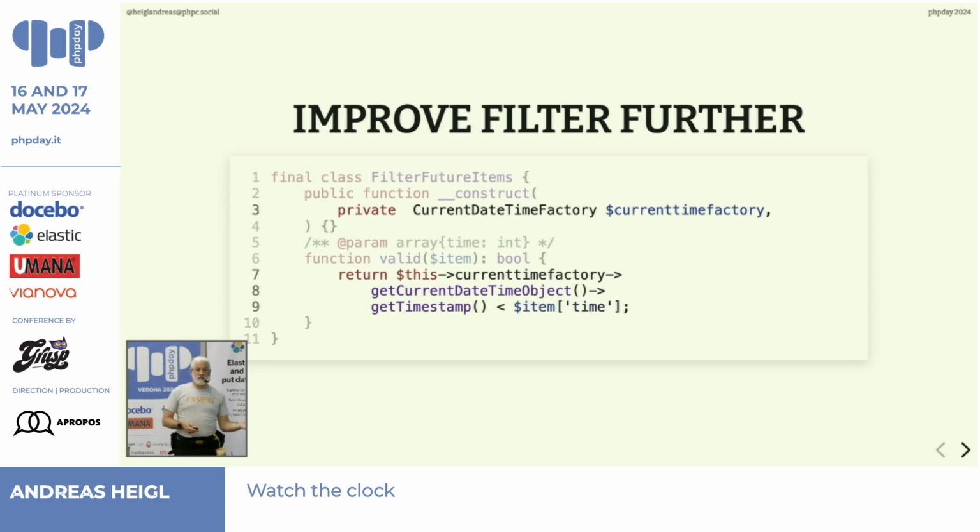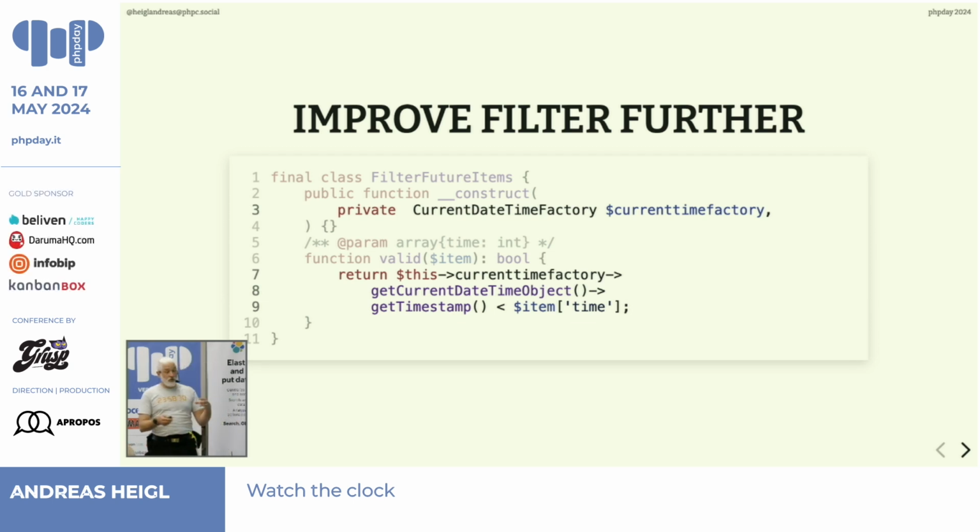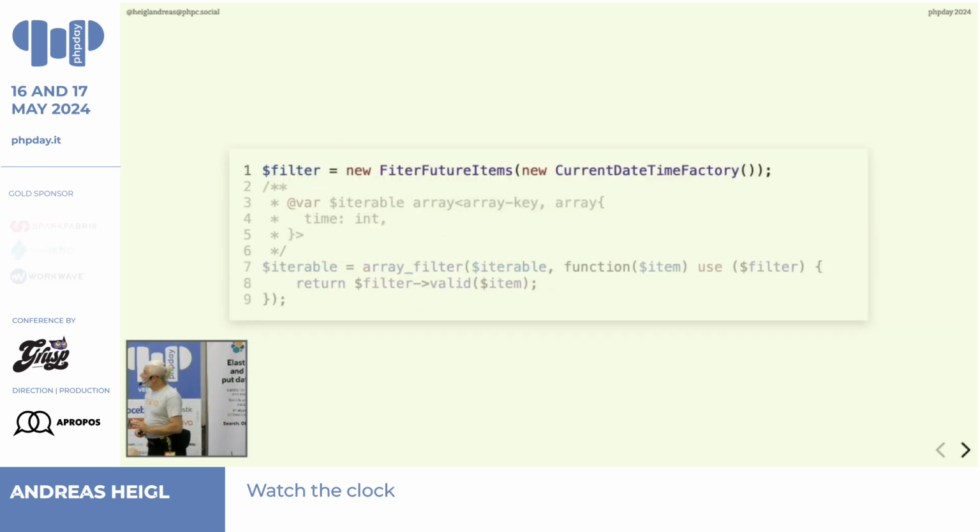Now we can improve this filter a bit further. Instead of injecting the current datetime, we are now injecting this current datetime factory into the constructor. And in the valid function, we just call this get current datetime object method from this factory. You're still with me? I do not see any shaking heads. That's good. So now that we have done that, we have to, of course, change our call here. The new filter future items class is now instantiated with this current datetime factory.